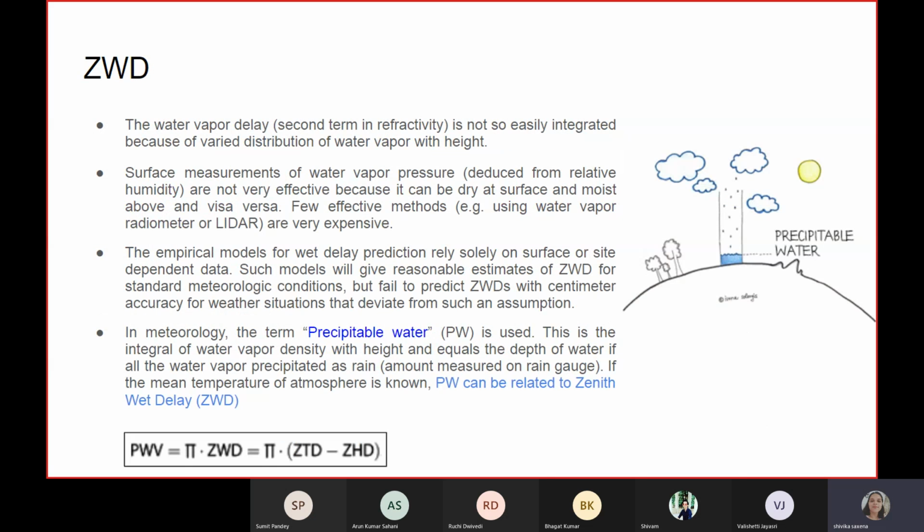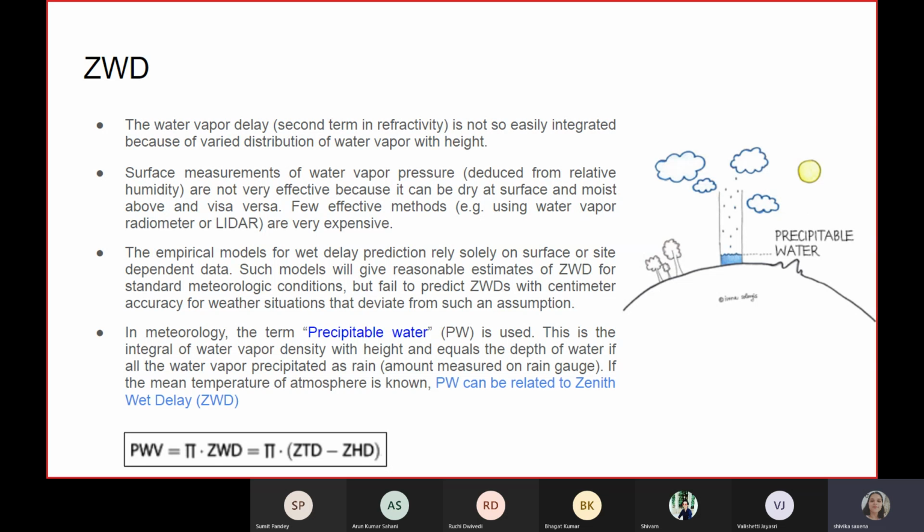So next, naturally, is the wet part, that is zenith wet delay. Water vapor delay is the second term in the refractivity equation. It is not so easily integrated. Why? Because there is a highly varied distribution of water vapor with height. At some point it would be some value, at higher altitude it would be some other value. So very quickly the distribution of water vapor changes.